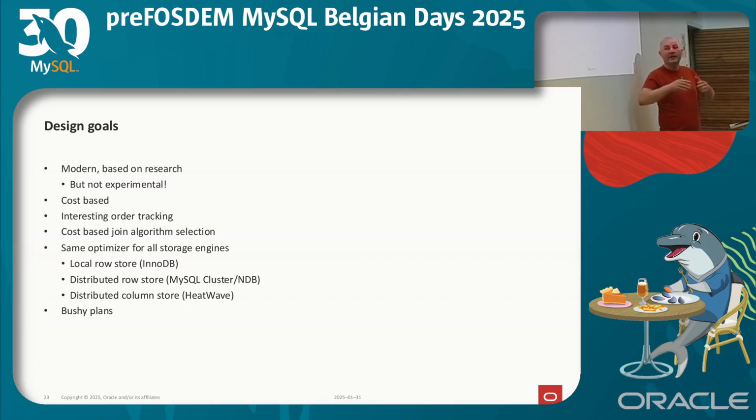So now we are creating a new optimizer. We want to cover the use cases that we already have. So we have a local row store with InnoDB, we have a distributed row store with NDB, and we have a distributed column store with HeatWave. And all of those we should be able to serve with the same optimizer. In practice, that turns out to be plugging in different cost models, different cost calculations.